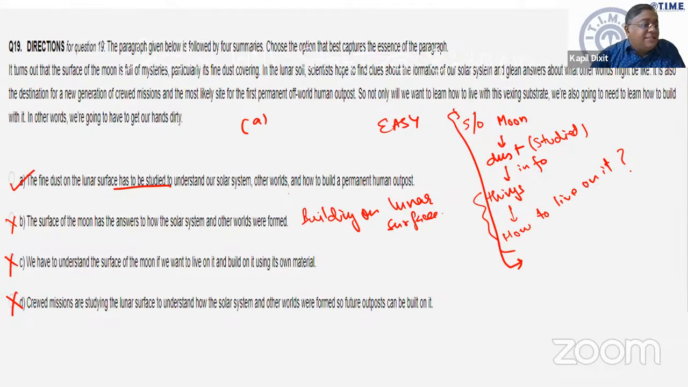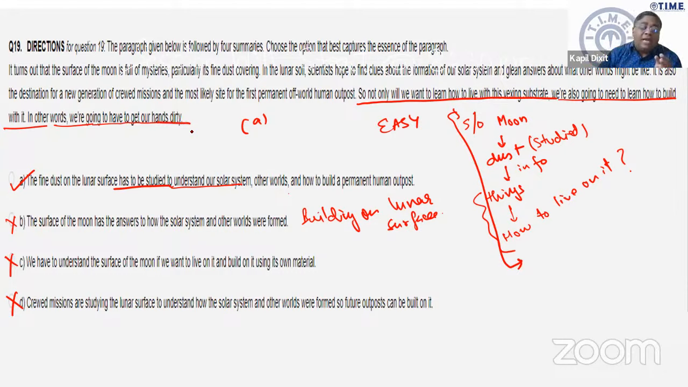How do we identify this extremeness? Okay, NM Sogani. How do we identify this extremeness? Please understand, it has to be studied to understand our solar system. Now it is saying, so not only will we want to learn how to live with this, we are also going to need to learn how to build with it. In other words, we are going to have to get our hands dirty.